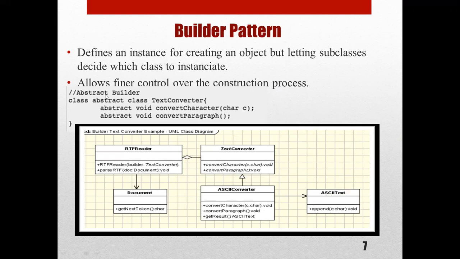Okay, here you can see the abstract builder. These are the parts of the builder pattern. First is the abstract builder. Here TextConverter is the abstract class. These are the abstract methods: abstract void convertCharacter, abstract void convertParagraph method. This is the abstract class here, TextConverter, that is the abstract builder.